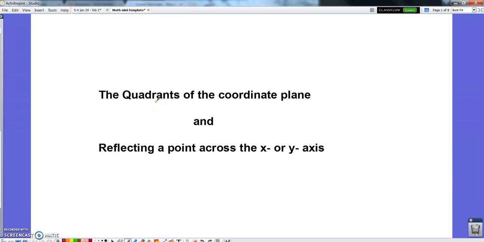Hey there, Advanced Math. I'm going to cover two quicker topics in one day here today. We're going to talk about the quadrants of the coordinate plane, and we're going to talk about reflecting a point across the x or the y axis. So, go ahead and label your page. When you've done that, close your notebook up and just concentrate with me.